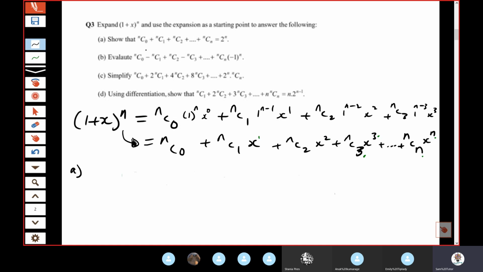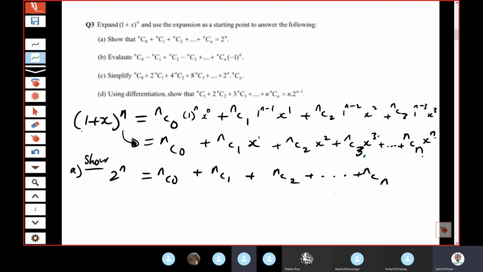A says, show that n choose 0 plus n choose 1 plus n choose 2 plus ... plus n choose n is the same as 2 to the n. Show. Mariette, maybe you remember, what are you meant to do with a question like this? We are trying to prove left-hand side equals right-hand side, but there is obviously a trick.